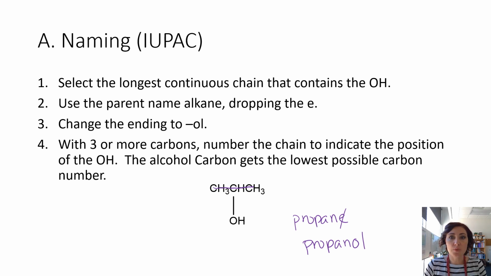And if you have 3 or more carbons, which we do in this situation, you're going to number the chain to indicate the position of the hydroxyl group. Remember that your alcohol carbon is going to take precedence over any alkyl branches or non-alkyl branches. We got to give it the lowest number possible. So in this situation, I could number 1, 2, 3, or it's pretty obvious going the opposite direction, 1, 2, 3. No matter what, that hydroxyl is on the second carbon. So the correct name for this would be 2-propanol.